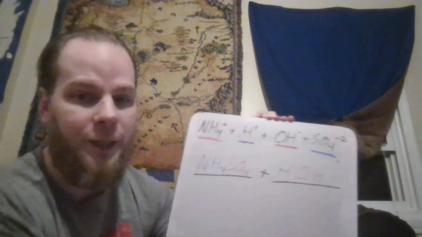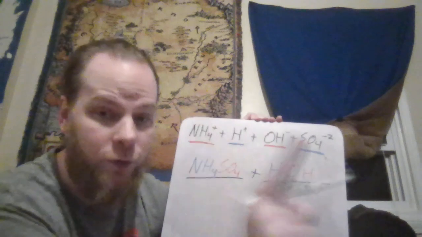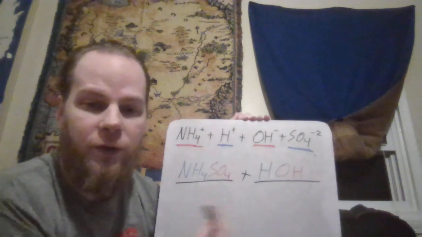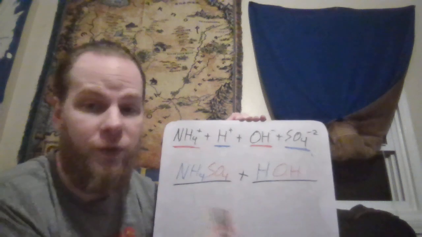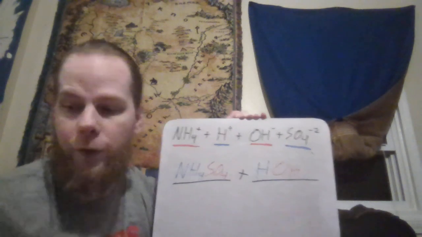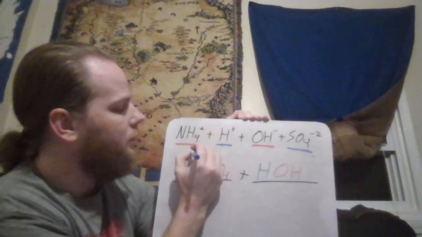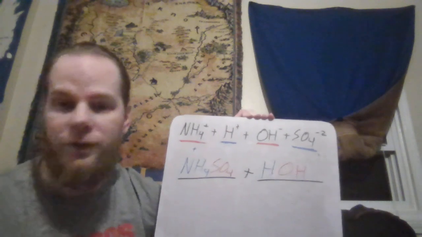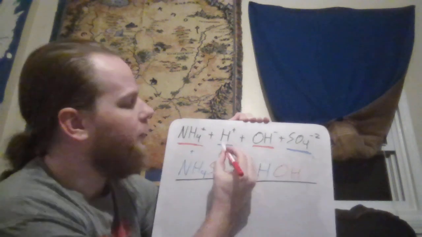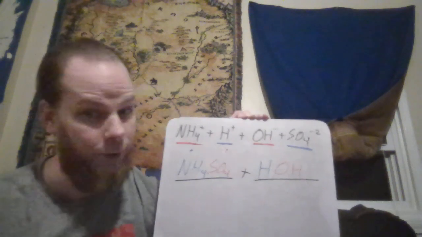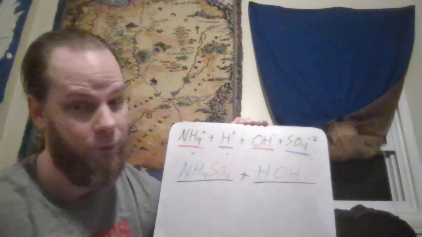But we're not done yet. And this is why this is the annoying part. You have to charge balance your products. You have to make sure that the charges here sum to 0, and ditto over here. So what is the charge of ammonium? Well, it's +1. What is the charge of sulfate? Well, it's -2. Do +1 and -2 cancel? No, they do not. They never will.